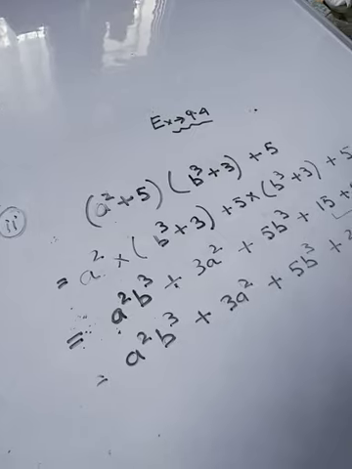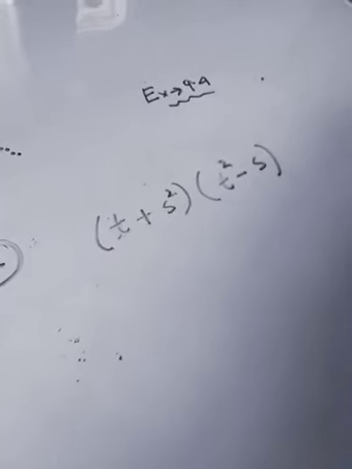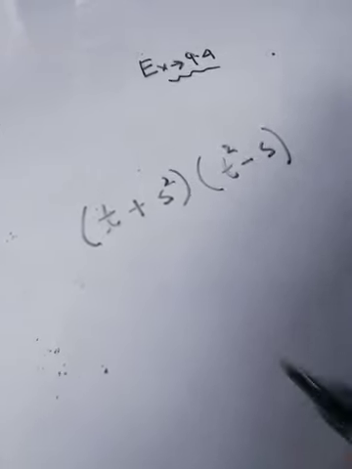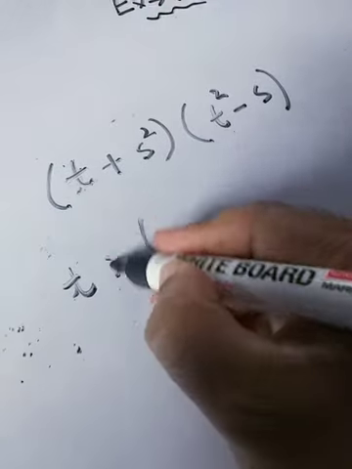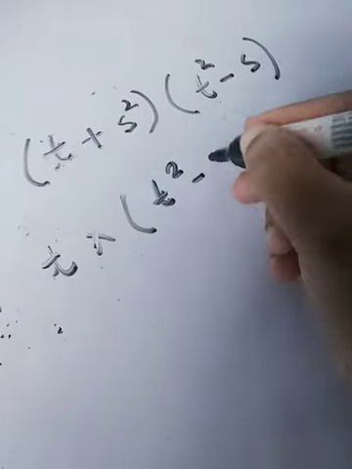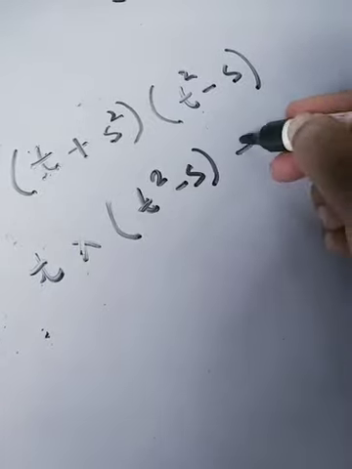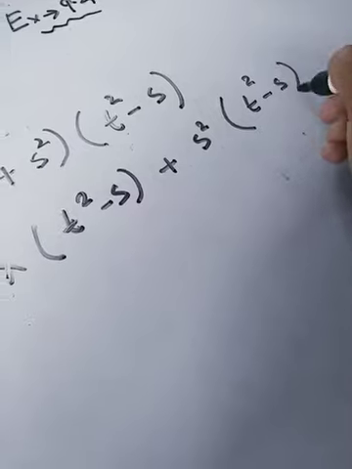Now let's move on to sum number 3. This is sum number 3. So in sum number 3 only the binomials are given. That means you only have to multiply and show the product. So it's easy. So t into this whole part, that is t square minus s. Again you have to multiply this with this one, s square into t square minus s.